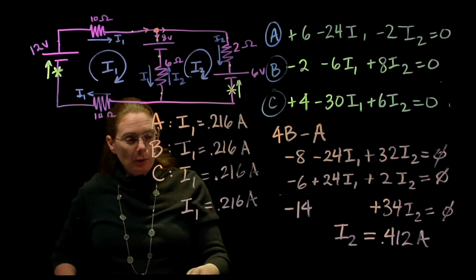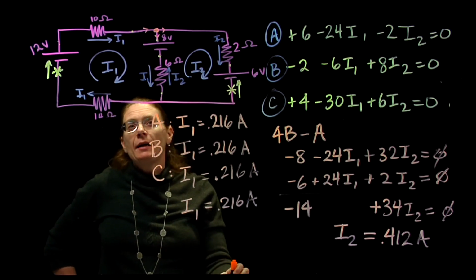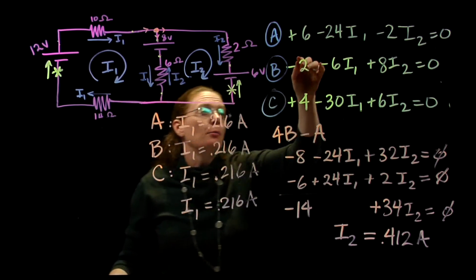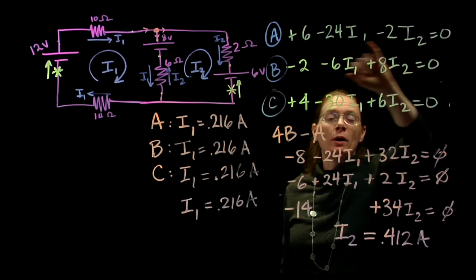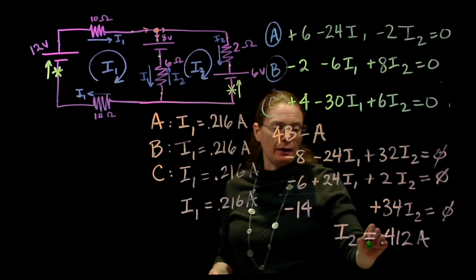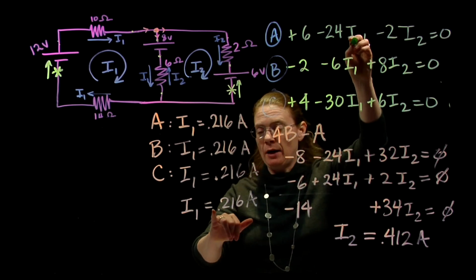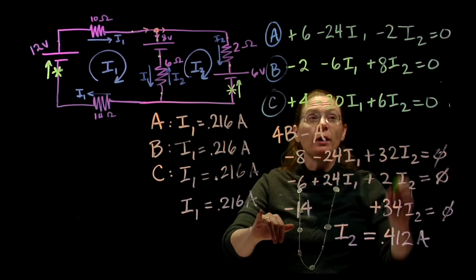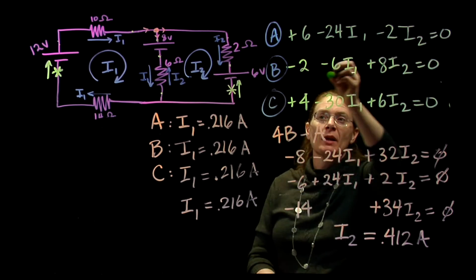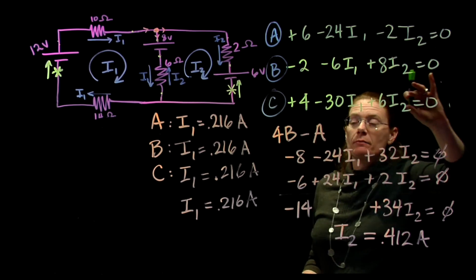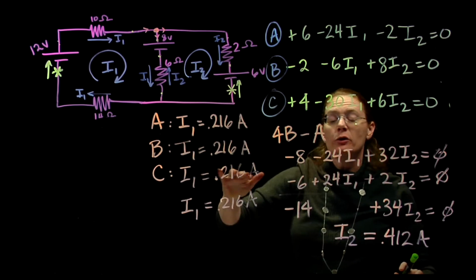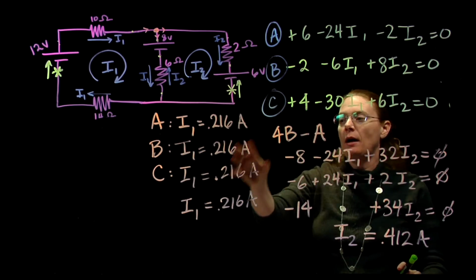And one of the other nice things is that you can check your answers one more time, because now we have a value for I1 and I2. So you can go back in, plug this value in for I1, plug this value in for I2, and add them all up, should be 0. You have 3 different checks. So here's one of the ways to check your answer makes sense, because all 3 equations should have given us the same answer for I1.